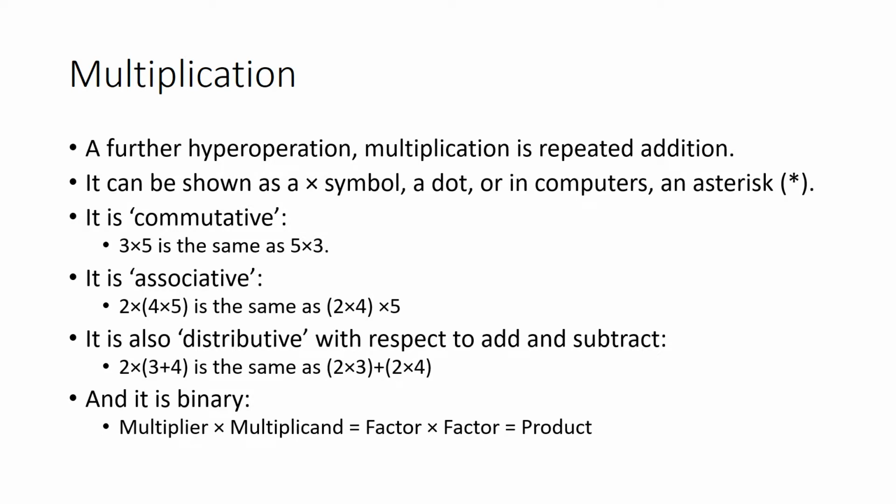It's also binary. So if you take the two inputs, we can call them the multiplier and the multiplicand. But because it doesn't matter what order they're in, we often just call them factors. Two factors multiplied together gives you the product.